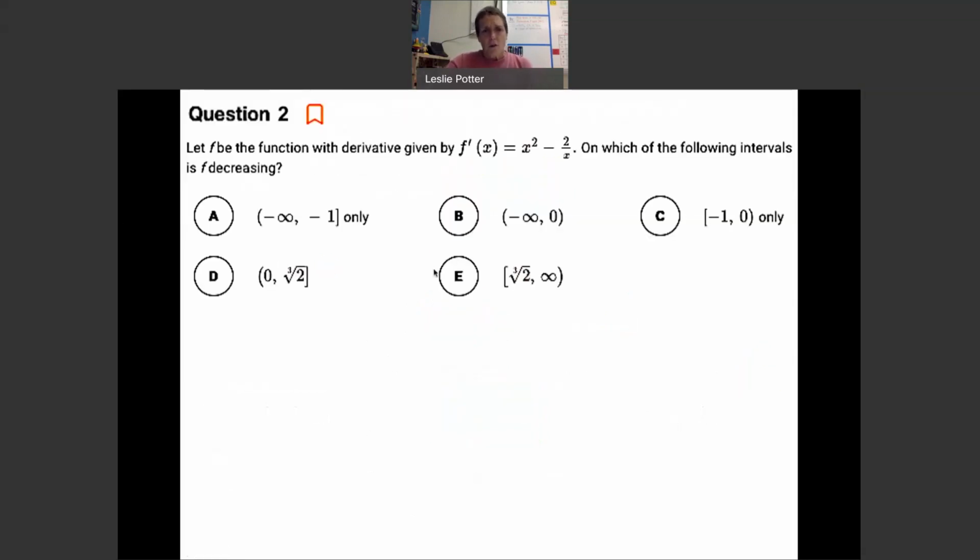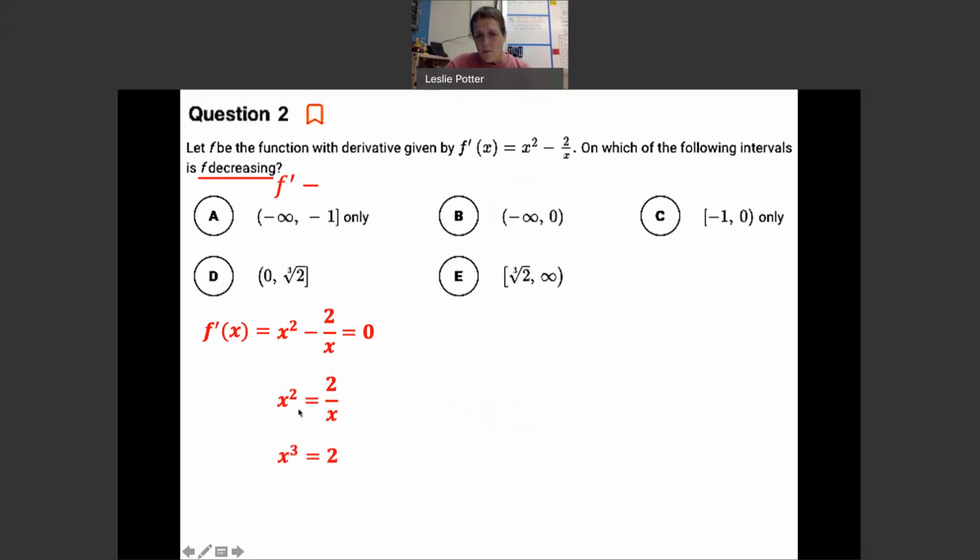Question 2, similar question without a calculator though. Let f be a function with the derivative given by this expression. On which of the following intervals is f decreasing? So again, really important to find those critical points so we can look between the critical points. We know that if we want f to be decreasing, we're looking for a negative derivative. First thing we're going to do is find those critical points. And so we're going to set the derivative equal to 0 and solve this.